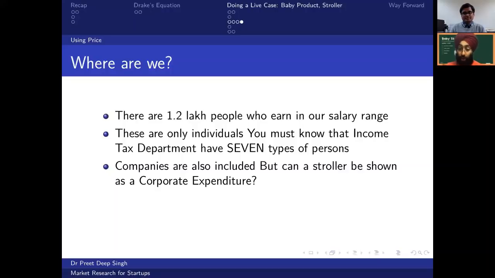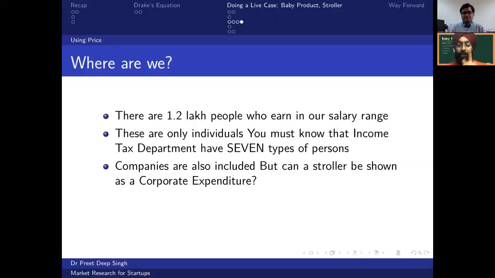If your product can be a corporate expenditure, let's say you're making a very costly meeting tool, then you also have to look at companies that earn this money, or even companies that might require this money. So individuals spend what they can afford. Companies buy what they need. Major difference.